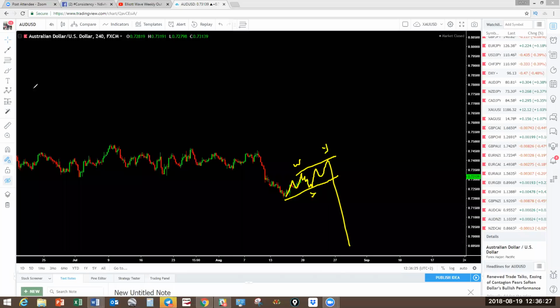Obviously, I'm not showing you all the related degrees with that. I'm just showing you need to look out for this structure. If it plays out like this, then you're getting one more down. You're hoping for one more down. Okay, so as long as you do not get that deep correction, you keep selling AUD US dollar.